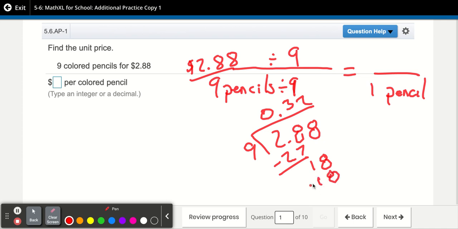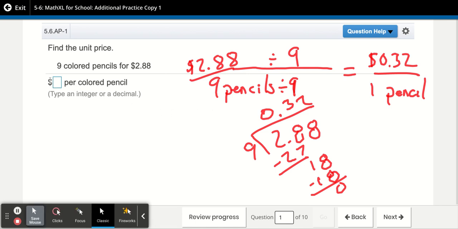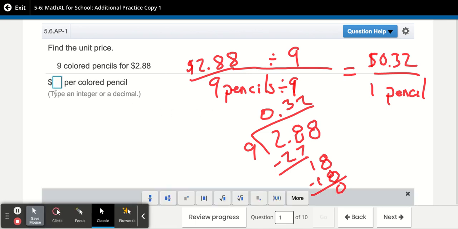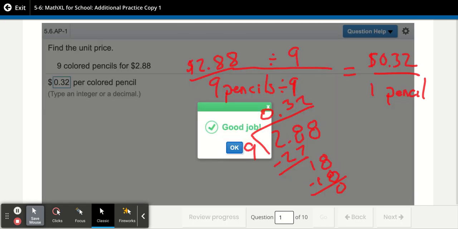All right. And so $2.88 divided by 9 is 32 cents. So that means it's 32 cents per colored pencil. Enter our value, check our answer. Good job, we got it. Okay. Well, we've got 4 more examples we're going to look at in this video. Let's keep moving on.